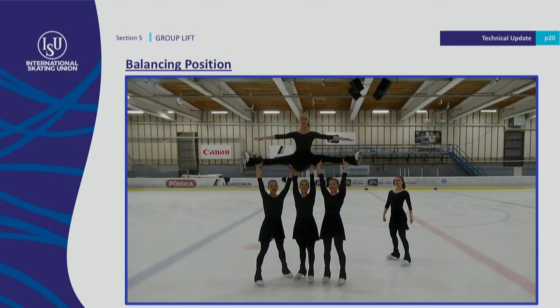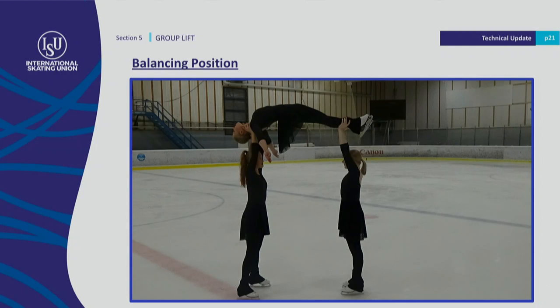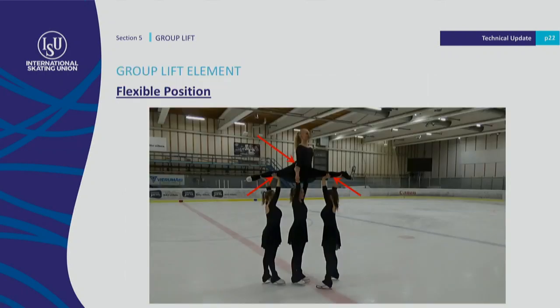Balancing position will be counted if the supporting skaters are approximately in one line. In the picture you can see that skaters are approximately in one line. This is another example of balancing position. The upstairs skater is holding herself by her own strength. Holding close to the boot is okay, and it will be counted as a balancing position as well.